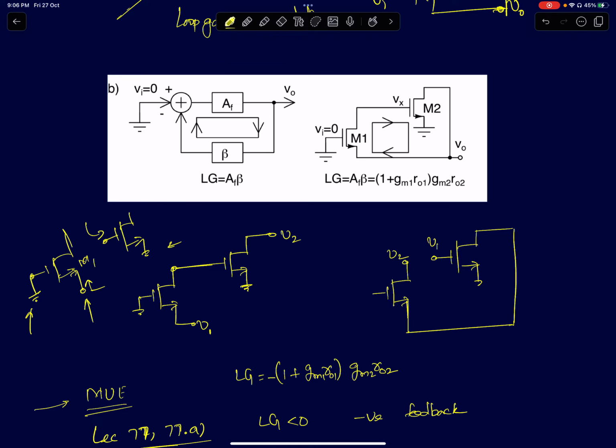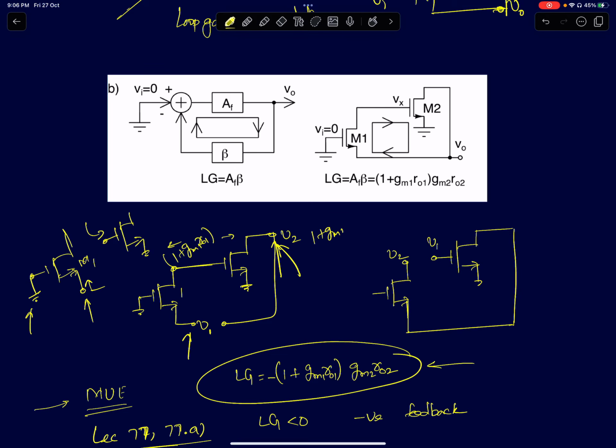So first step, I'll break it at this point, and I have to return back to this point, which is what is connected back here. So the gain of the first stage will be 1 plus gm1 ro1, and the gain of the second stage will be minus gm2 ro2. So the total loop gain will be minus (1 plus gm1 ro1) times gm2 ro2. Here the negative sign shows that it's a negatively fed back circuit.